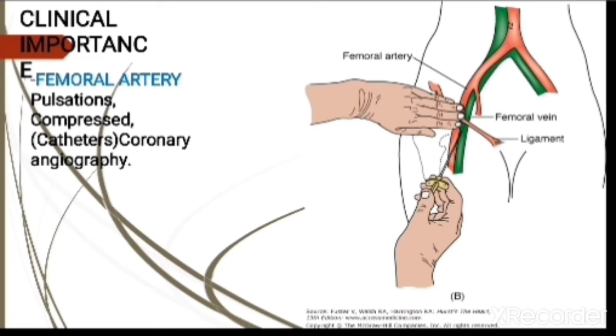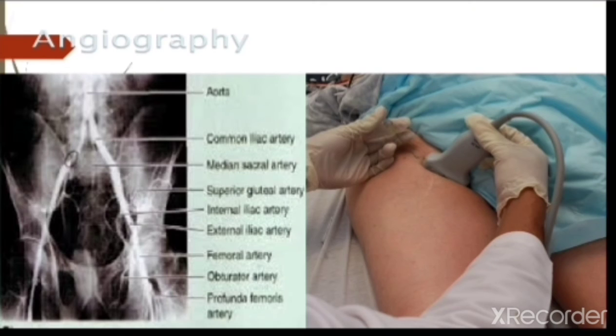Now some clinical aspects. First, the femoral artery can be used for feeling the pulsations, for compression, and for coronary angiography. This femoral artery can be felt at the mid-inguinal point, and from here we can use it for coronary angiography also. This is coronary angiography. In this we have inserted the cannula in the femoral artery at the mid-inguinal point.